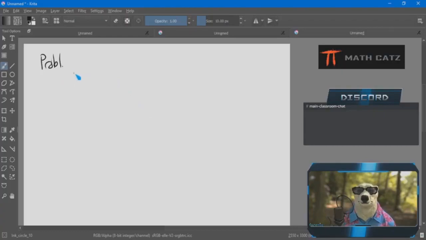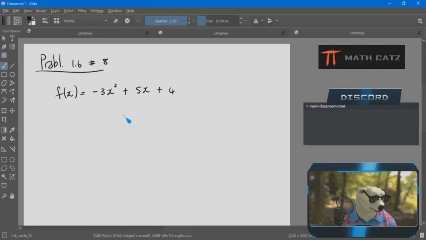I don't know. Let's take 1.6 number 8. It's fine. Let's do number 8, where I have f of x equal, I don't have the problem book open, but I'll just write it down for you. You don't need to look in the problem book. It is just giving me exactly this: plus 5x plus 4, a random general form quadratic function.